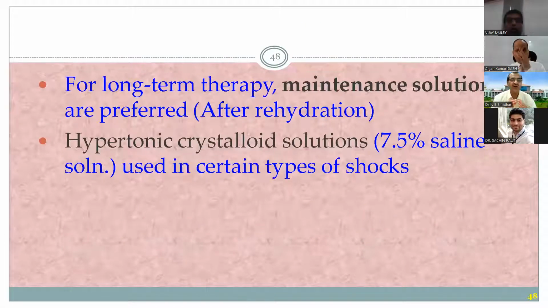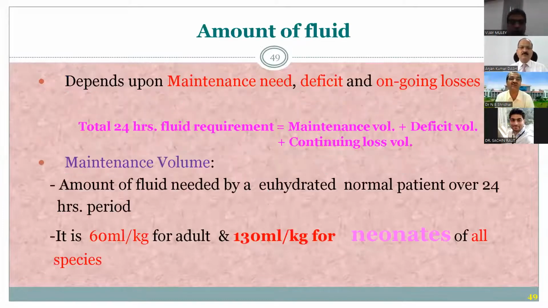For long-term therapy, maintenance solutions are preferred after rehydration, and maintenance therapy by oral rehydration therapy is always required. And hypertonic crystalloid solutions, usually 7.5% saline solution, are used in certain types of shock.